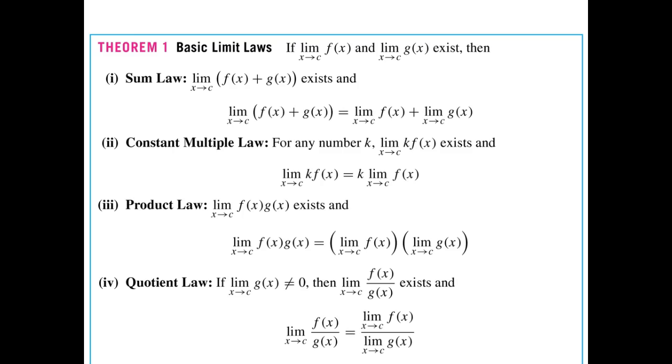Okay? So, the function may be 0, just not at c. Otherwise, that wouldn't make any sense at all. The limit of g of x as x approaches c can't be 0. But as long as it's anything else, the limit of the quotient is the quotient of the limits. Okay?